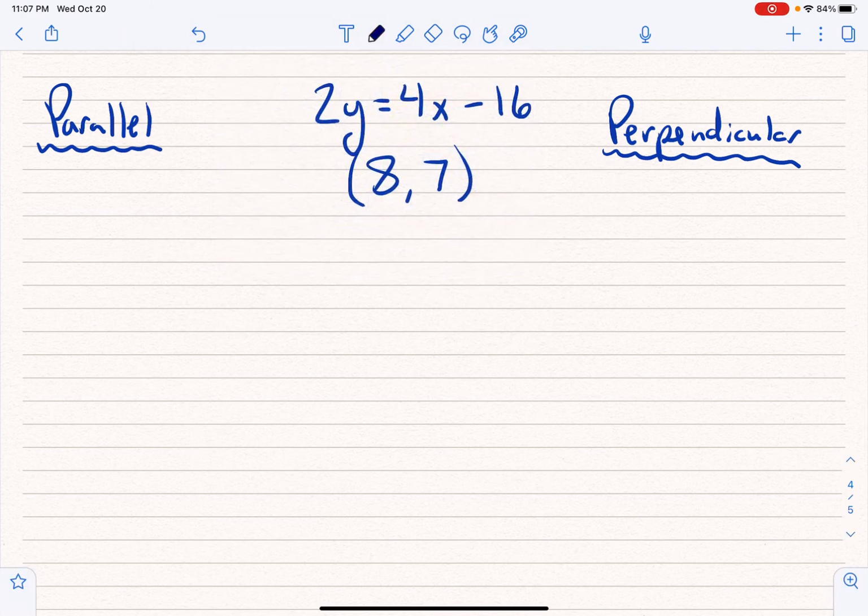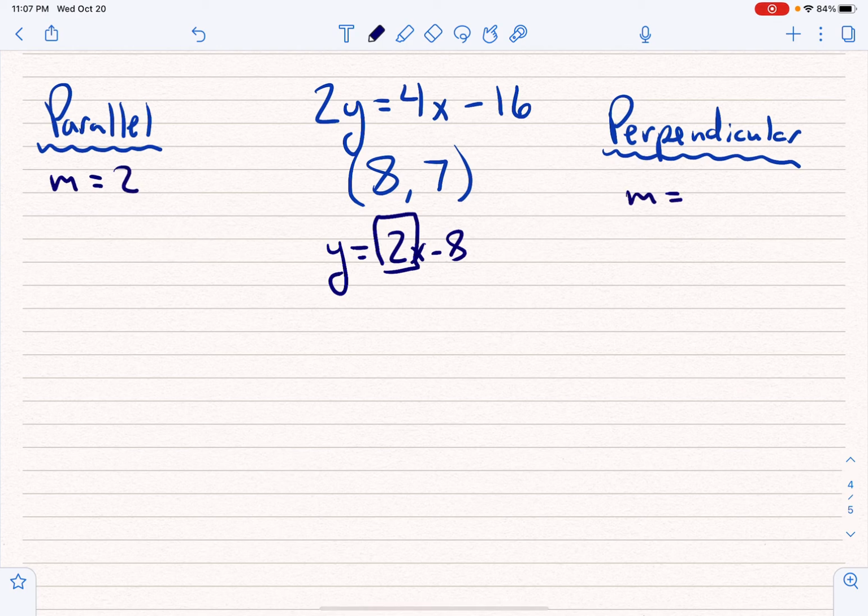Hopefully you realize that all you had to do to that first equation was divide everything by 2, and it became y equals 2x minus 8. So there is the slope. So for parallel, you want a slope of 2. For perpendicular, you want a slope of -1/2. If I use y equals mx plus b, which I do not have to use always for parallel, I can use whichever method I want.